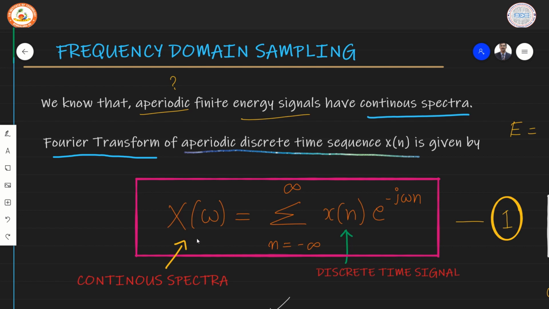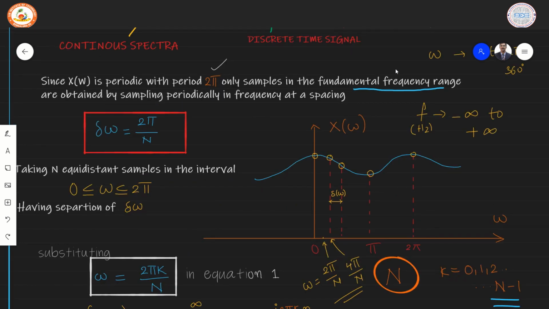Now the problem with this spectrum is that it is continuous. If the signal is continuous, then we have too many points to store and process. So it becomes very challenging as far as computation is concerned. Therefore, we say that X of omega is not a computationally convenient representation of the signal x of n.